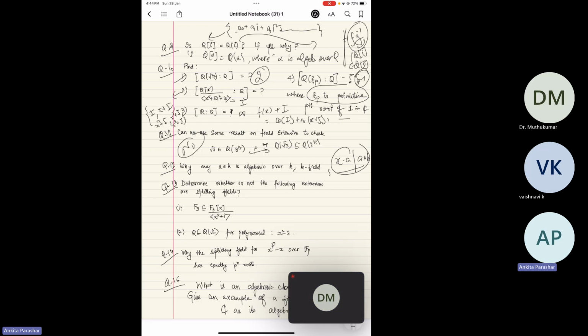Part 2 is Q contained in Q(root 2) for the polynomial x^2 minus 2. Is Q(root 2) a splitting field over Q for the polynomial x^2 minus 2? What are the roots of the polynomial? It's plus or minus root 2. So it contains all the roots. So Q(root 2) is indeed a splitting field over Q for the polynomial x^2 minus 2. Smallest field, yes. Can you find a smaller one than this, which contains all roots?